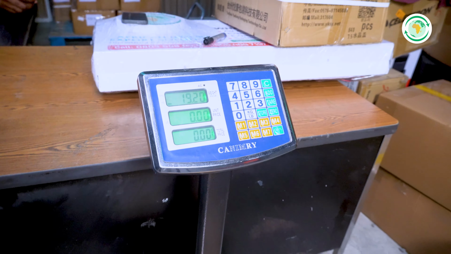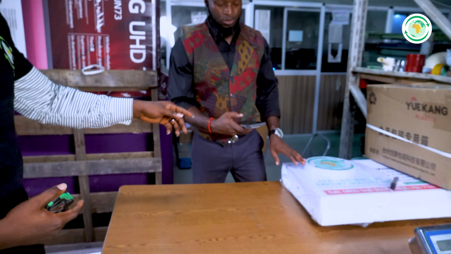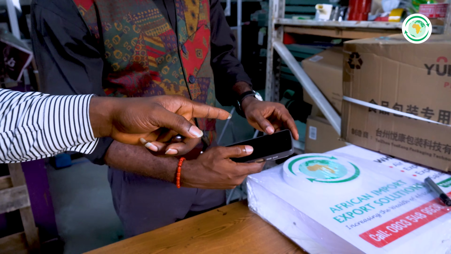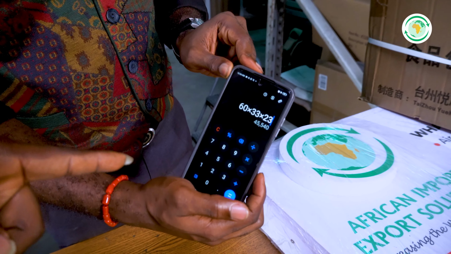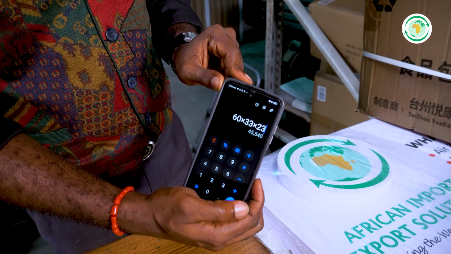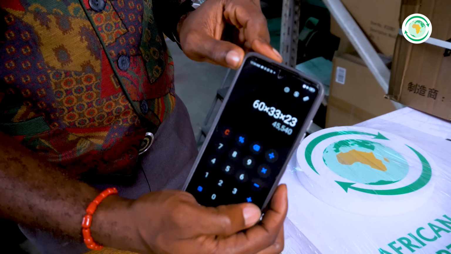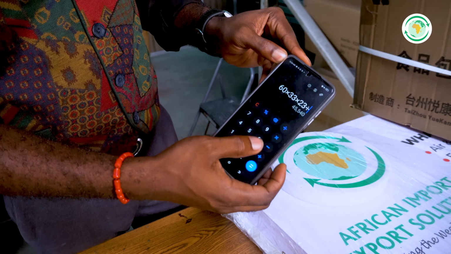Mr. Victor, we are going to do the dimension of this bus. We've taken the dimension, so please come. Our dimension is 60, 33, 23. Remember, we have this constant that we need to divide it by to get the dimensional weight. Divided by what? We divide by 5,000.